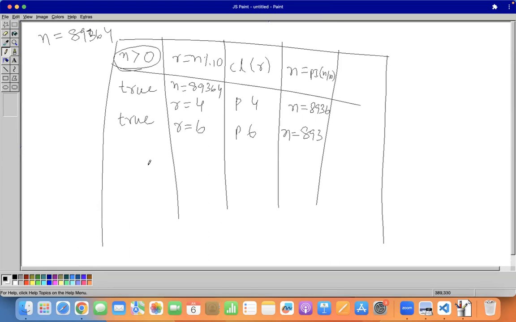Okay, so now then true, 893 is greater than 0, true. Then it prints 9.